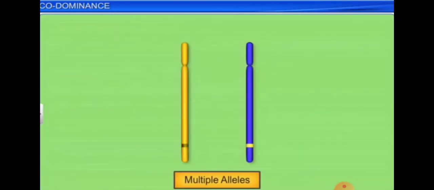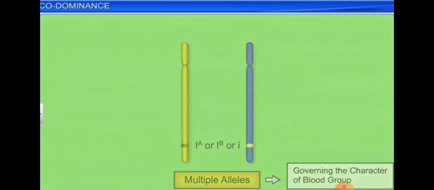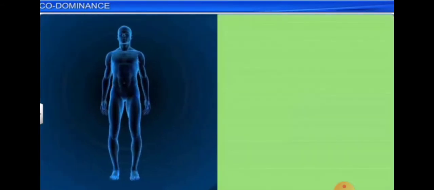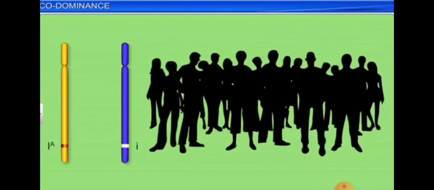So now we saw that the gene I has 3 alleles, capital IA, capital IB, and small i, that govern the same character, that is blood group. However, since an individual can have only 2 alleles, it is possible to learn about multiple alleles only when detailed population studies are conducted. So according to the multiple alleles concept, more than 2 alleles govern the same character.